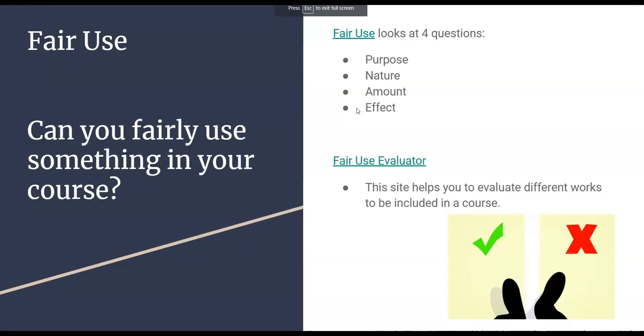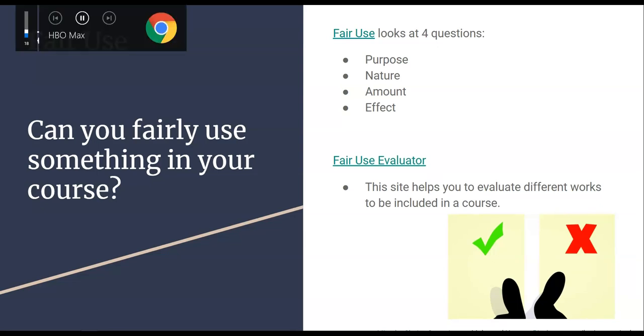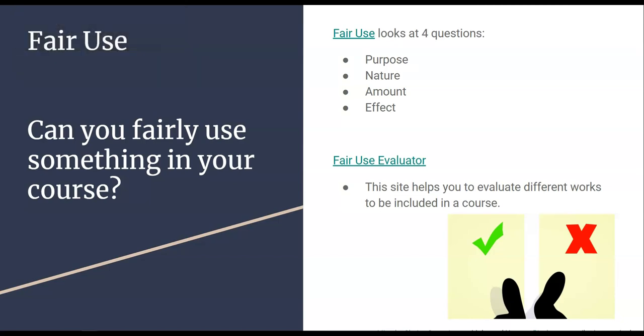Now, one thing that can help us with figuring out if we can use something that is copyrighted is something called fair use. Now, fair use is a legal doctrine that looks at four questions to help us determine whether we can use this copyrighted material. And the four questions deal with purpose, nature, amount, and effect. So let's take a look a little closer at, again, going to the US government for their page on what fair use can do for us and what these four questions really mean.